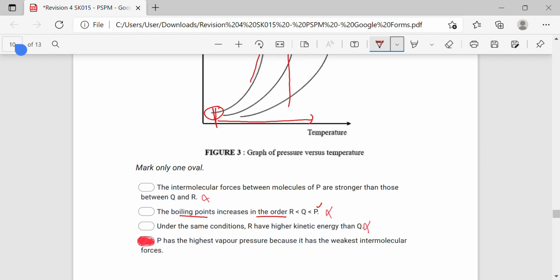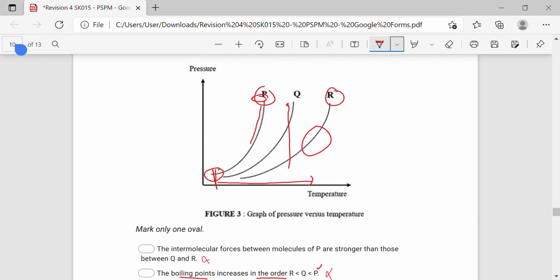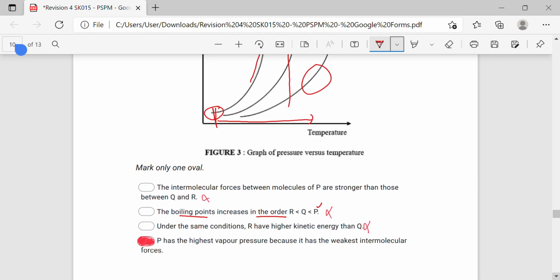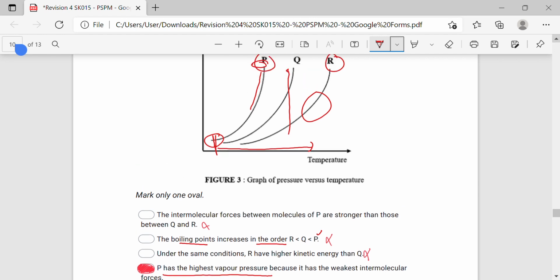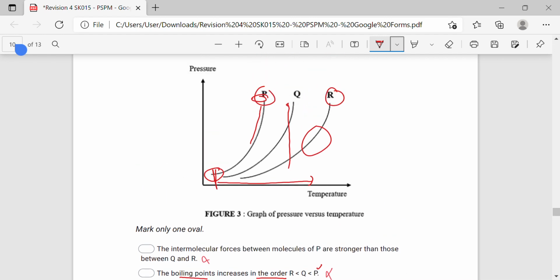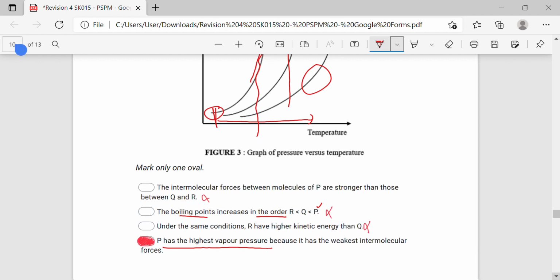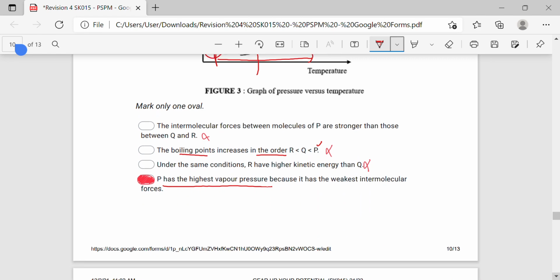Actually, looking at the rightmost one, the rightmost refers to element R, so R has the highest boiling point. Under the same condition, R has higher kinetic energy? Not the same, because they boil at different temperatures, so the kinetic energy is also different. P has the highest vapor pressure, correct. At lower temperature, it has already become vapor, due to weak intermolecular force. It is easy to break the bonding and it turns into gas.